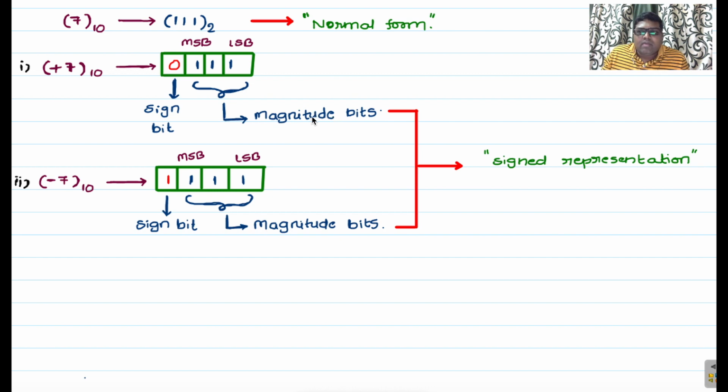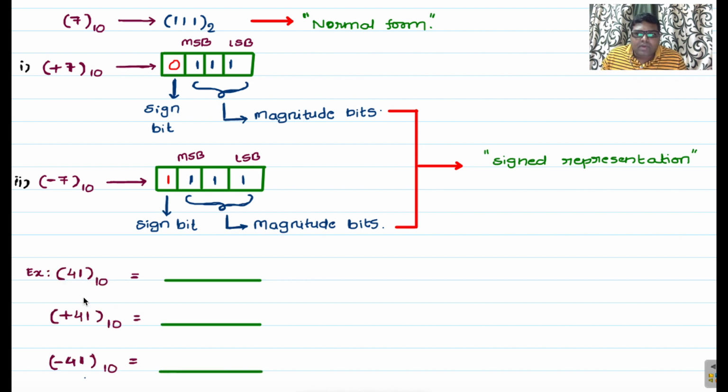You can take one more example, that is an assignment for you: 41 base 10. First write it in normal form. After that you can go for signed representation. In signed representation, you can represent positive 41 and negative 41, that is plus 41 base 10 and minus 41 base 10. You can use the same format. This is for your understanding. So this is your homework.